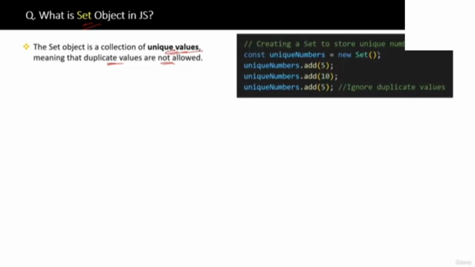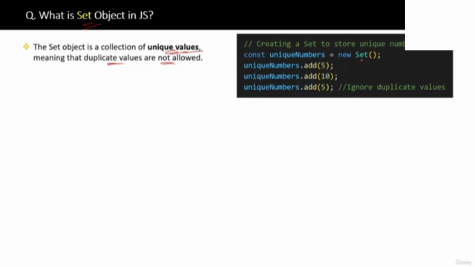What is a set object in JavaScript? Let's see the definition first. The set object is a collection of unique values. Remember this word, unique, meaning that duplicate values are not allowed. Simply. Okay. Now, this is the way we can create the set for storing unique numbers.